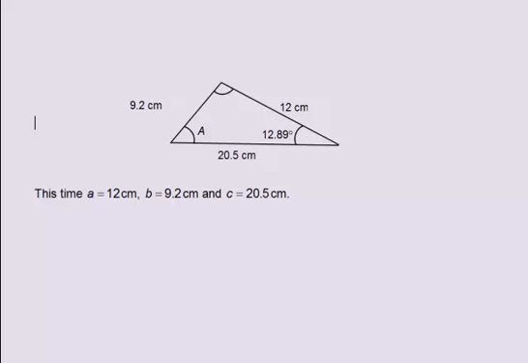Label the side opposite, which this time is 12 centimetres, as lowercase a, and label the other two sides as lowercase b and lowercase c. It doesn't matter which. So label 9.2 centimetres as lowercase b and 20.5 centimetres as lowercase c. So this time lowercase a equals 12 centimetres, lowercase b equals 9.2 centimetres and lowercase c equals 20.5 centimetres.